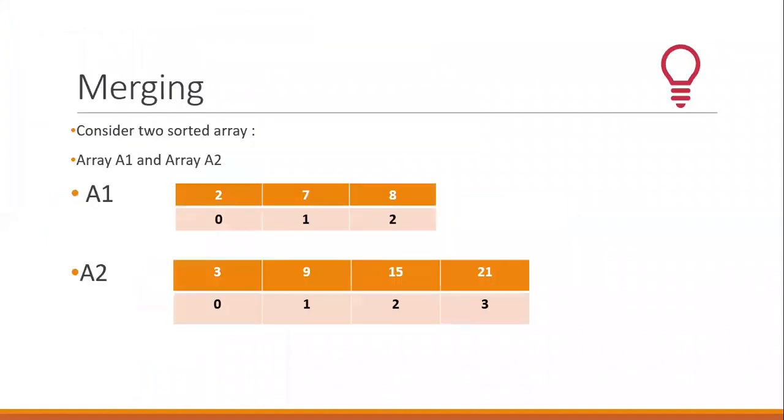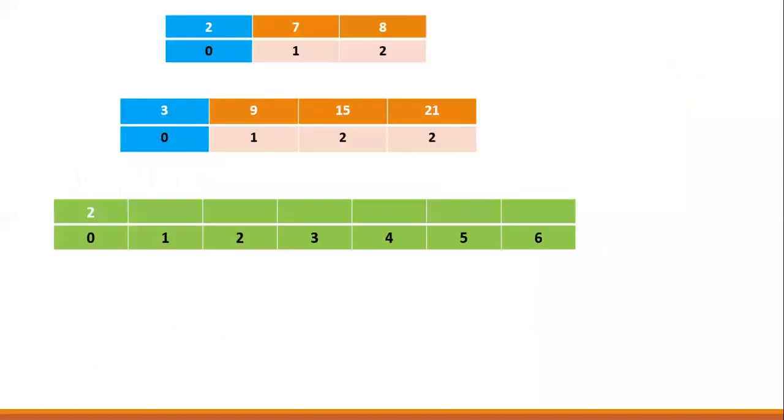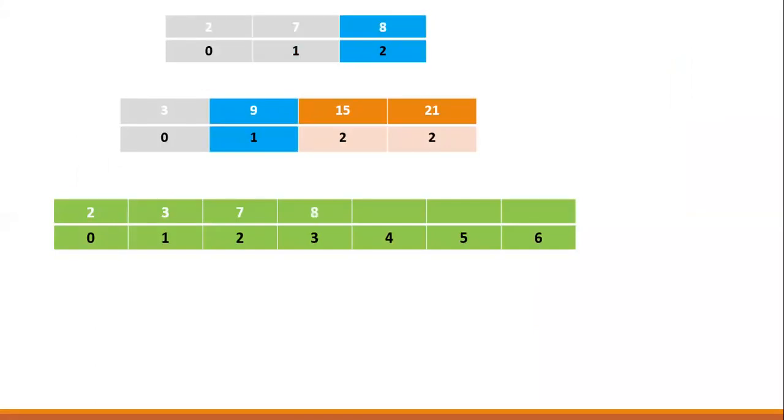Again, there were two arrays, A1 and A2. We started by comparing the first two elements of array 1 and array 2. 2 went into the third array because it was smaller. Then 7 and 3 were compared. This time 3 went into the third array. 7 and 9 were compared, and 7 went into the third array. 8 and 9 were compared, and 8 went into the third array.